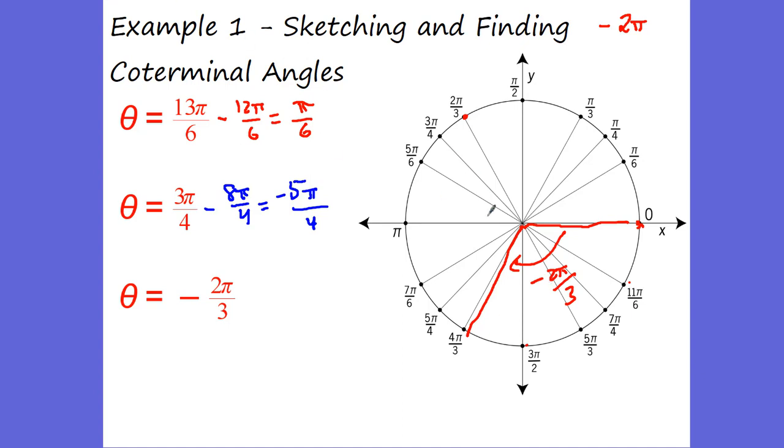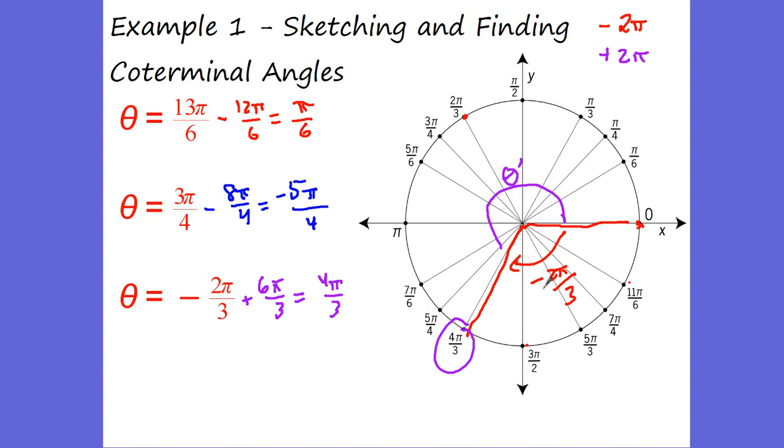So what's my coterminal angle? My coterminal angle is this angle right here, isn't it? So what can we do to find that coterminal angle? We can also add 2 pi. We're going to add, and we've got to get common denominators: 6 pi over 3, that's 2 pi. And when I add this, I end up getting 4 pi over 3. And take a look, that is 4 pi over 3 right there.